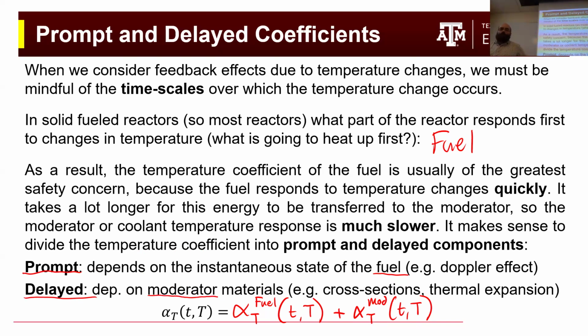So in general, we can talk about an alpha T coefficient for the whole reactor, which is what this quantity is. And then we can break that up and say I have a part of this coefficient that's coming from the fuel, and a part of this coefficient that's coming from the moderator. And so we want to be aware of what phenomena are going to influence the temperature coefficient for my fuel and what's going to influence the temperature coefficient for my moderator.